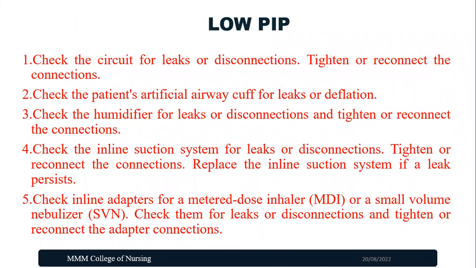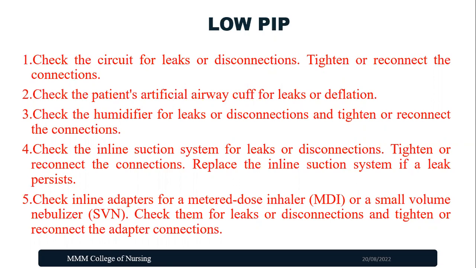The next is the low peak inspiratory pressure. Check the circuit for leaks or disconnections. Tighten or reconnect the connection. Check the patient's artificial airway cuff for leak or deflation. Check the humidifier for leak or disconnection and tighten or reconnect. Check the inline suction system for leaks or disconnection. Replace that if you find a leak or disconnection.